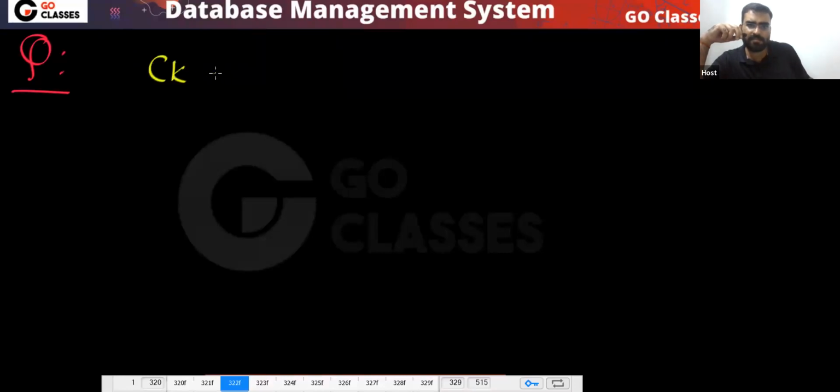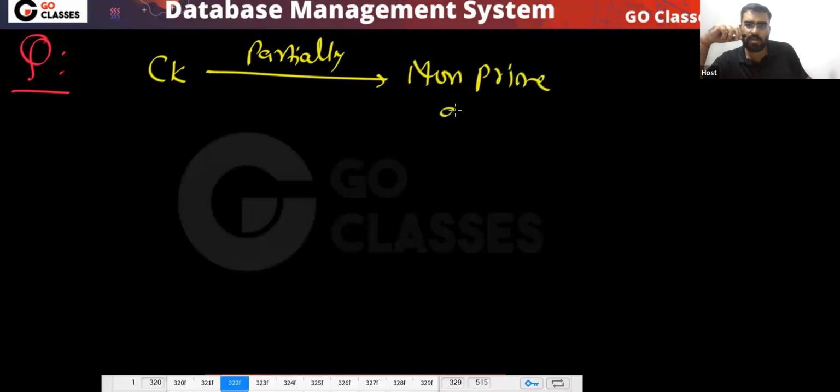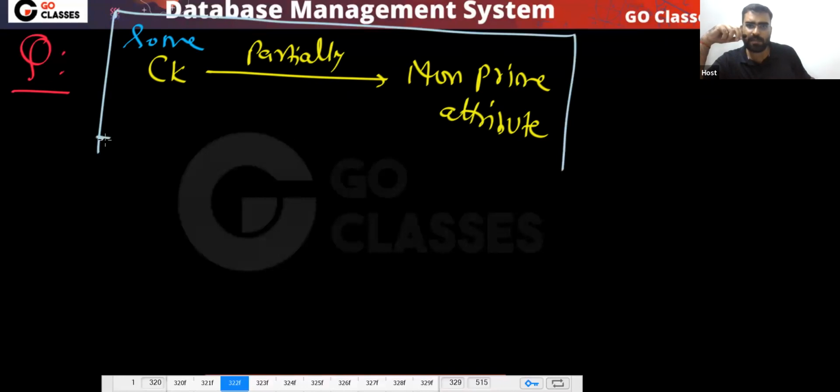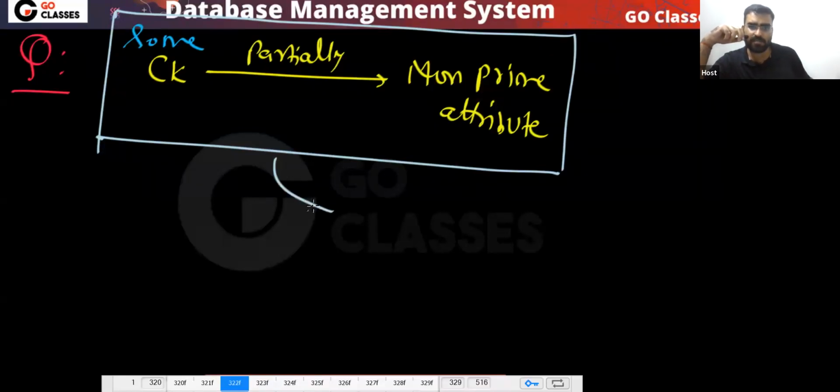See, candidate key partially determines non-prime attribute. Candidate key partially determines non-prime attribute. So this is a problem for 2NF, right? If this happens, this is a problem for 2NF. So I can say this is a 2NF violation.